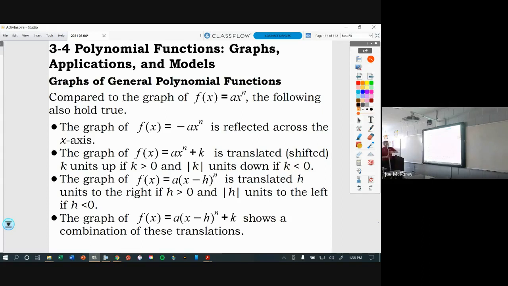So, a negative is a reflection across the x-axis. Plus k moves it up or down, k units. Minus h moves it left or right, h units. Moving on.